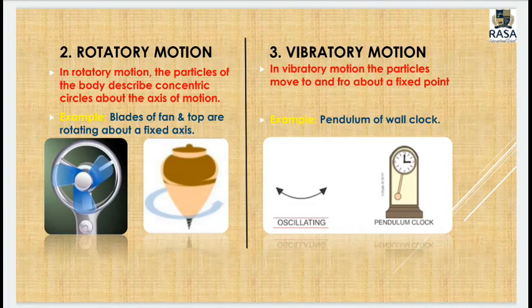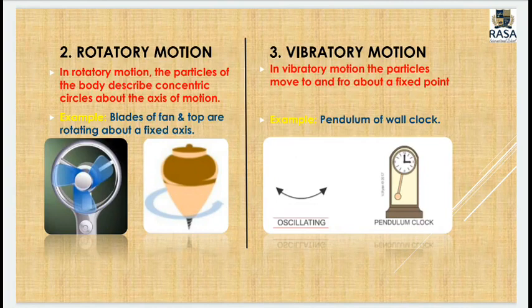So here you can see the blades of the fan have n number of particles, and these particles are making concentric circles, and the top is rotating about the fixed axis, and the top is also made of n number of particles making concentric circles about the axis of rotation. Now vibratory motion. In vibratory motion, the particles move to and fro about the fixed point.